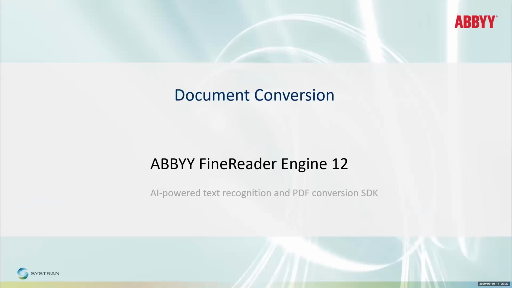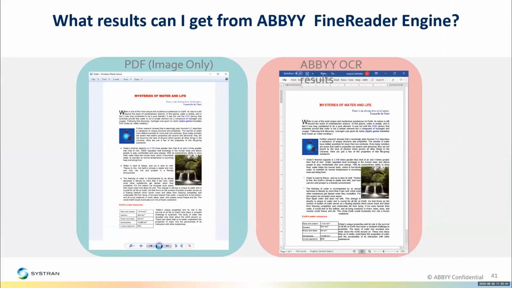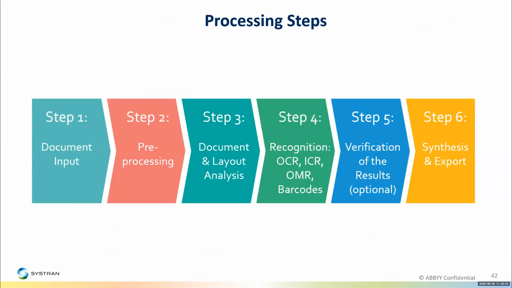So let's get started with FineReader Engine 12, AI-powered text recognition and PDF conversion SDK. You already saw in my demo what results you can get from ABBYY FineReader. So it is precise layout retention for formatting. Actually, it is a really great OCR engine. How do we get such results?